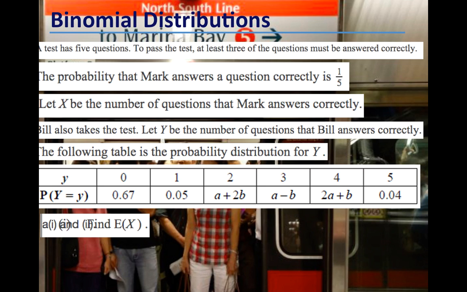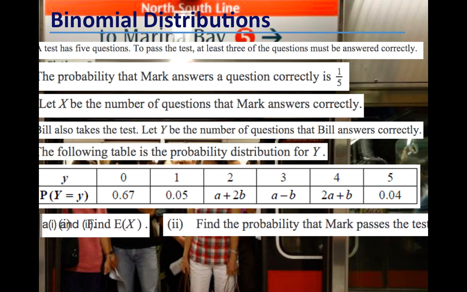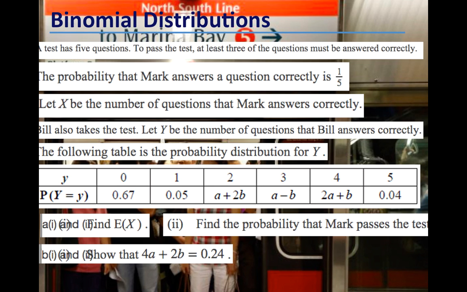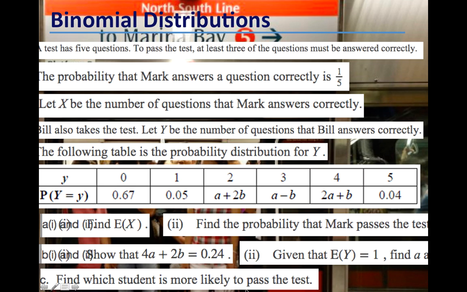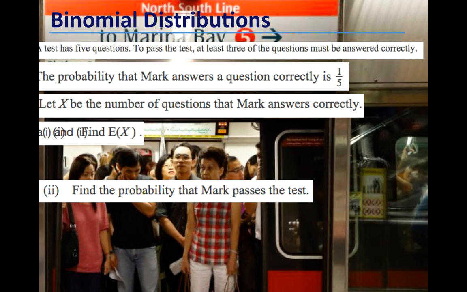So question 1, find the expected value for x. Find the probability that Mark passes the test. Show that 4a plus 2b equals 0.24, and given that the expected value of y equals 1, find a and b. And then C, find which student is more likely to pass the test. So if you want, have a go at this question and then follow through the solutions.